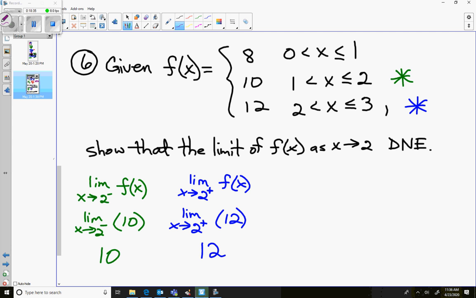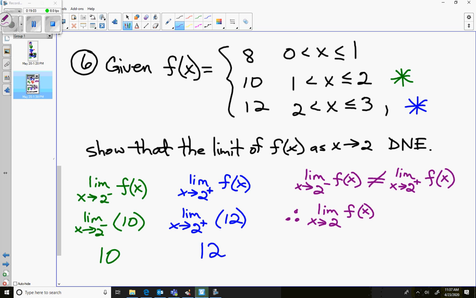Now, they don't match. We want to say that. So the limit as x goes to 2 from the left of our function does not equal the limit as x goes to 2 from the right of our function. Therefore, the limit as x goes to 2 of f of x does not exist.